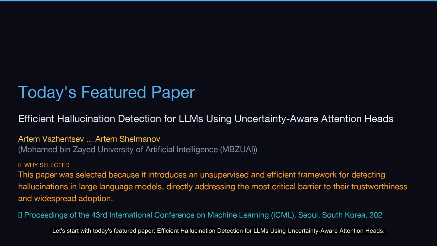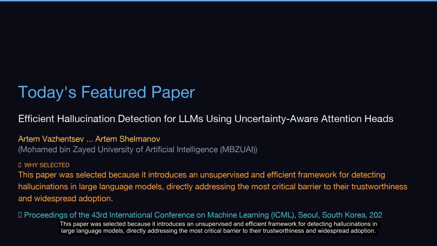Let's start with today's featured paper, Efficient Hallucination Detection for LLMs Using Uncertainty-Aware Attention Heads, by Artem Vazantsev and Artem Shulmanov from Mohammed bin Zayed University of Artificial Intelligence, MBZUAI. This paper was selected because it introduces an unsupervised and efficient framework for detecting hallucinations in large language models, directly addressing the most critical barrier to their trustworthiness and widespread adoption.